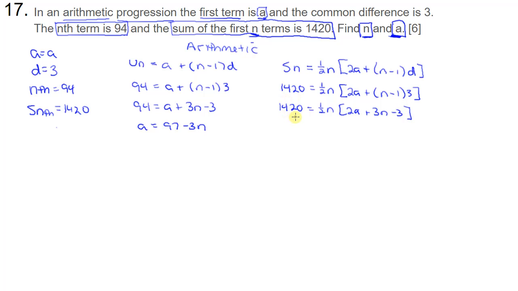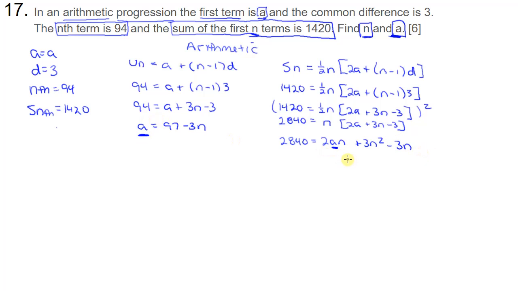You could distribute the 1/2 n, or in this case, I'm just going to go ahead and multiply both sides by 2. When I do that, I'll get 2,840, and then that gets rid of my fraction 1/2, and then I just have an n in front here. And that's still going to be times 2a plus 3n minus 3. And I'm going to distribute the n now, and I get 2an plus 3n squared minus 3n.